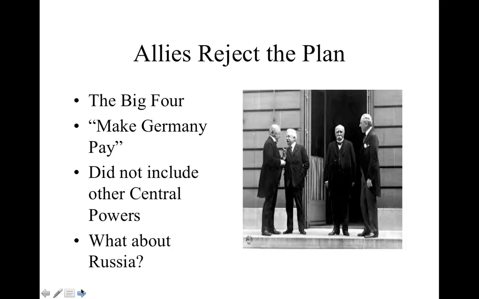However, allies reject the plan because it wasn't harsh enough, and the Big Four demanded that the French must pay. The Big Four were Woodrow Wilson, Clemenceau, as well as Lloyd George and Orlando. Again, leaders of the four nations of the Allied powers. However, also the 14 points did not include the other Central Powers that were involved with World War I, and they were uncertain what to do with Russia, because Russia now had moved from Imperial Russia, to the emergence of a communist country or communist power.